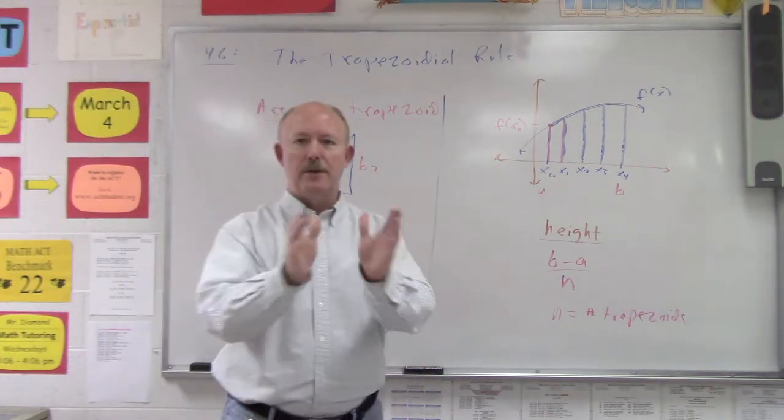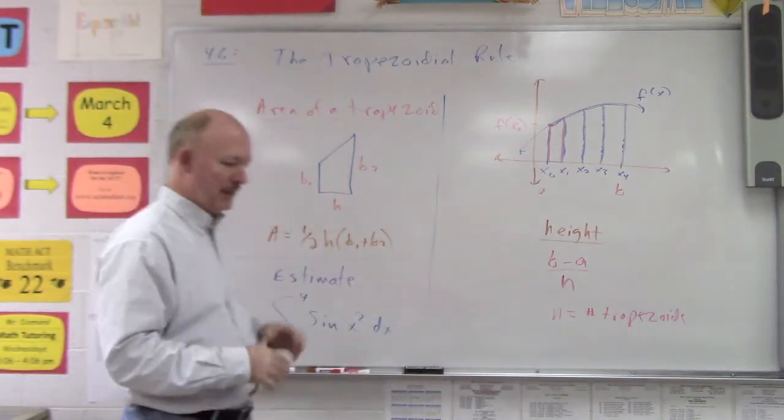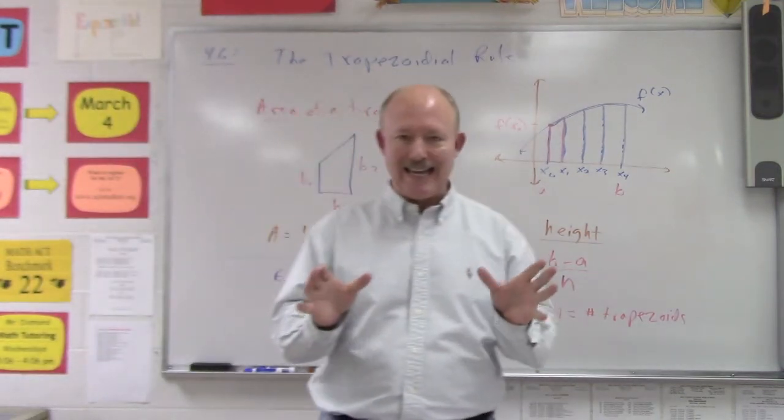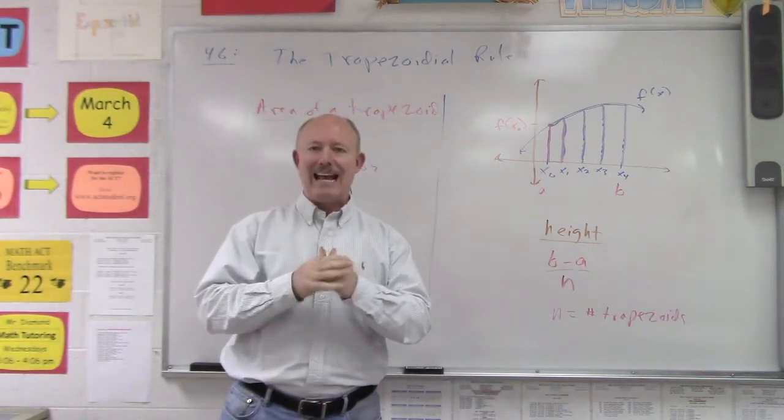So we're going to look at something called the trapezoidal rule. Now in our textbook this is section 4.6. The trapezoidal rule is another technique for estimating the area between a curve and the x-axis.